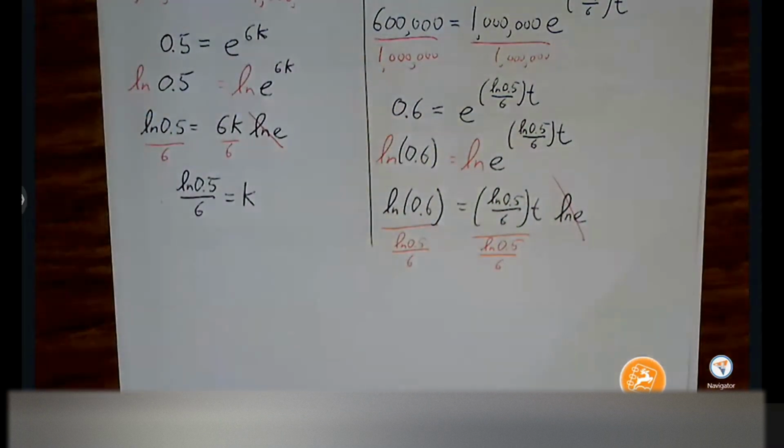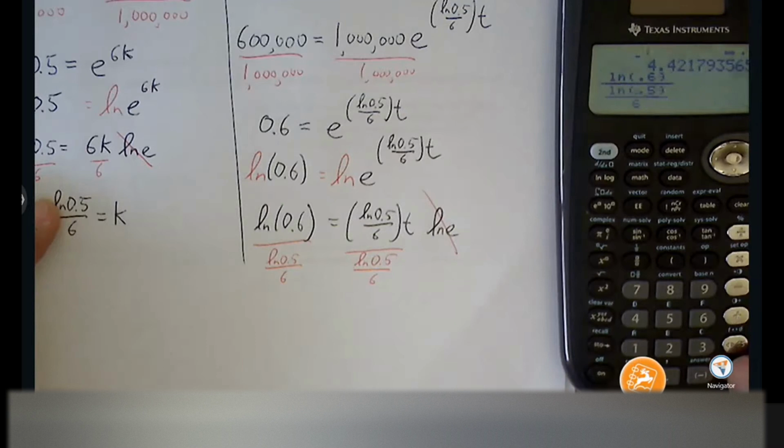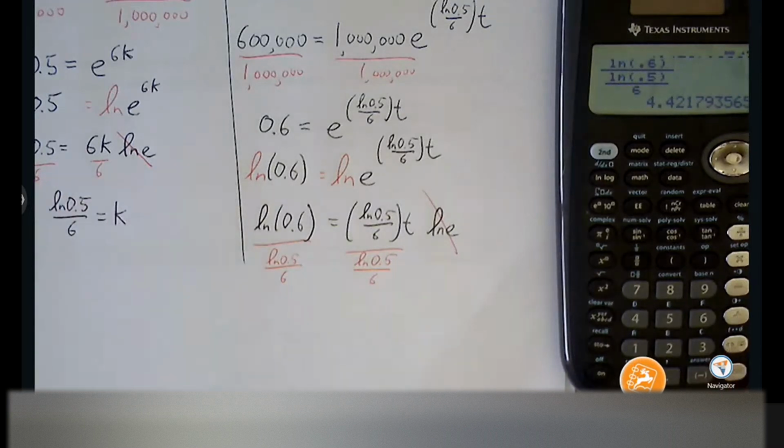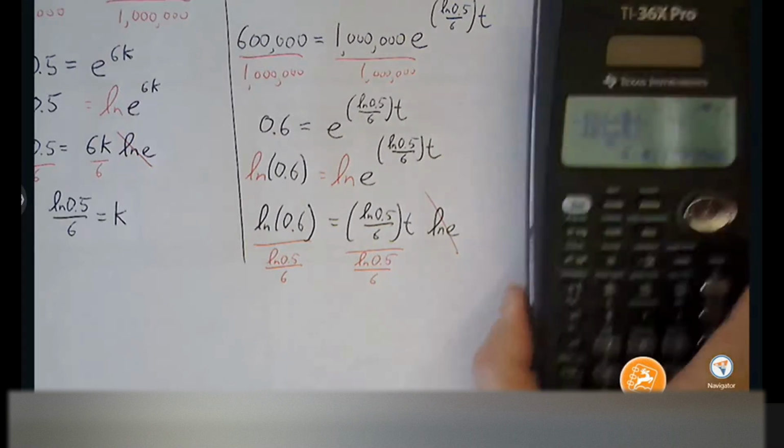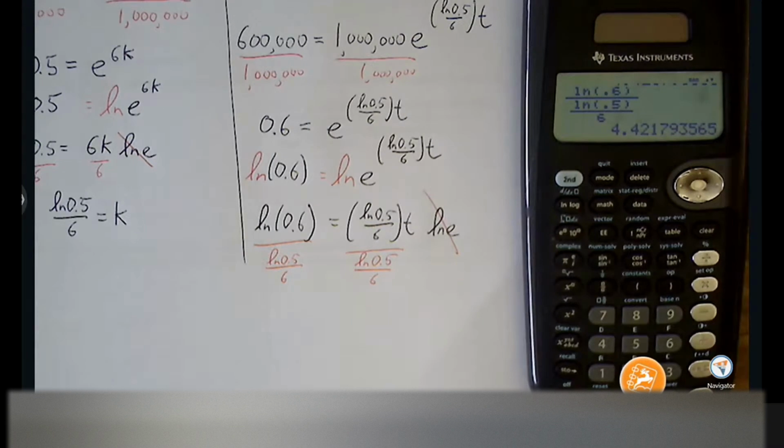Okay, so this is what I have entered in the calculator. Natural log of 0.6 divided by natural log of 0.5 over 6. Right? We know it's somewhere between 0 and 6 years, because 6 years is when half remains. This is more than half, so probably closer to 6 years than it is to 0. And if we just look at that number, just do a quick check. That makes sense, right?